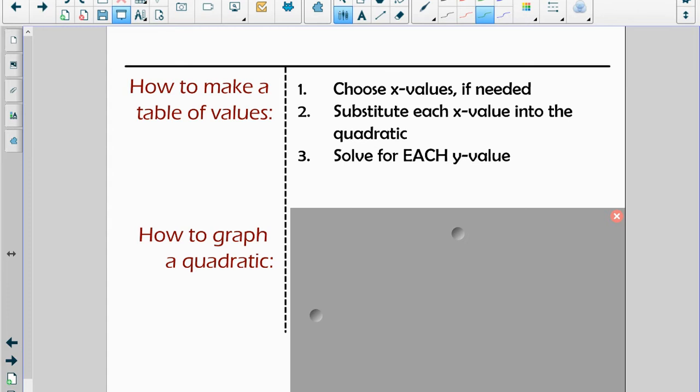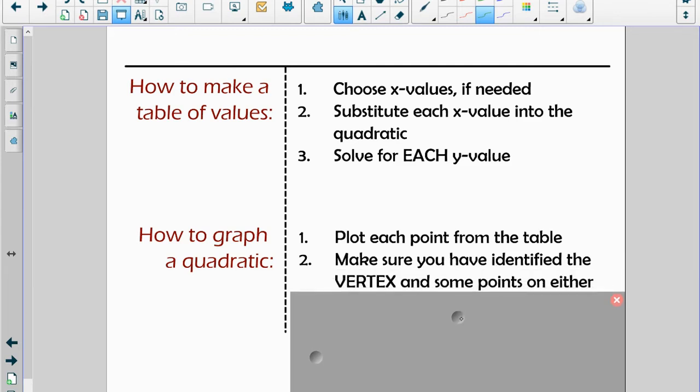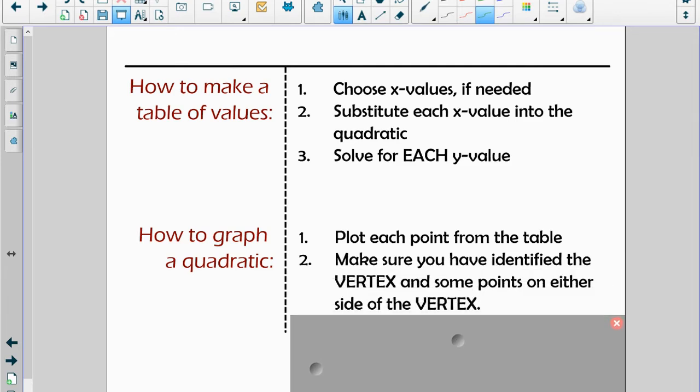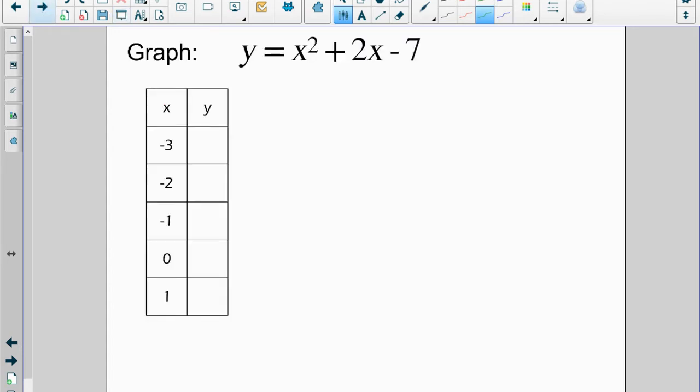Then the other piece is just how to graph. Just like we did with linear equations, you take the data from a table and plot each point. You make sure that you've identified what the vertex is and some of the points on either side of the vertex, and then you draw a smooth curve through those points so that it looks like a parabola. So let's see what this looks like.